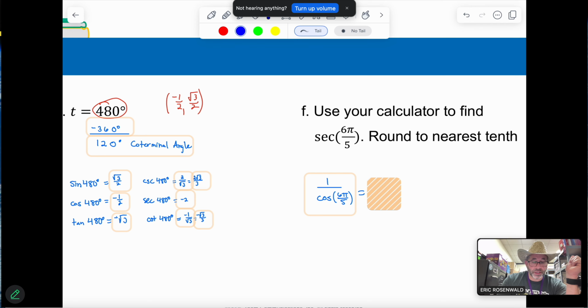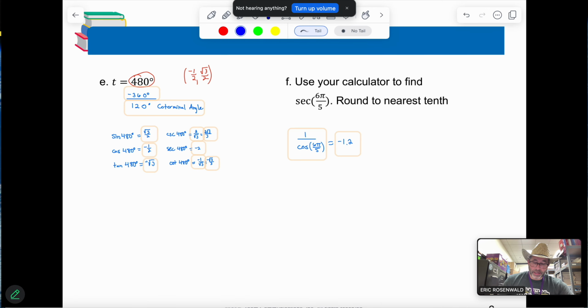You have to make sure that you are in radians when you're doing this because my question is in radians. If you're in degrees, you're going to get the wrong answer. And we end up with negative 1.2 radians. Okay? All right, next one.